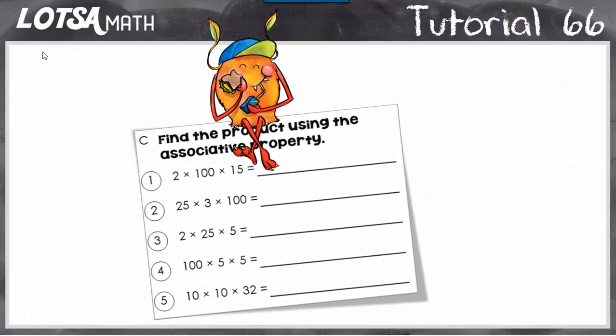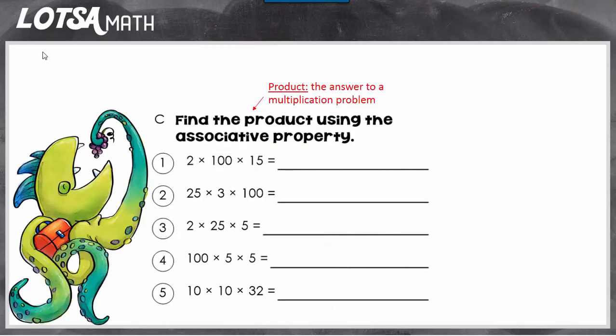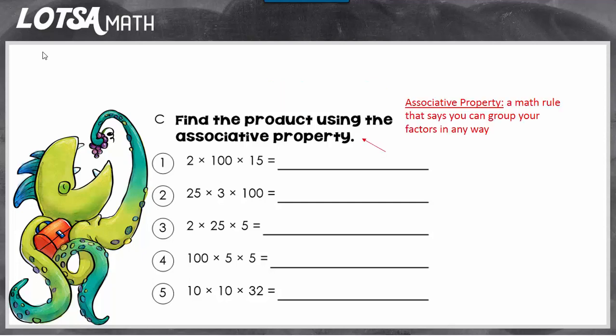For these problems, you're going to find the products using the associative property. So remember, a product is the answer to a multiplication problem, and the associative property is just a math rule that says you can group your factors, or the numbers you're multiplying, in any way you want to. So let's look at some examples on how we would use the associative property to make finding products easier.